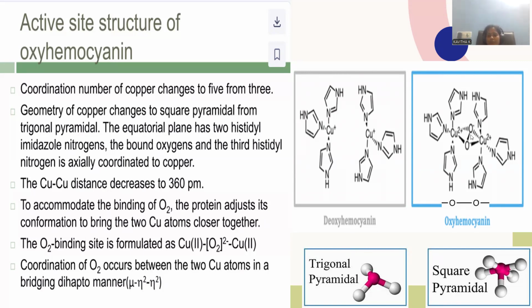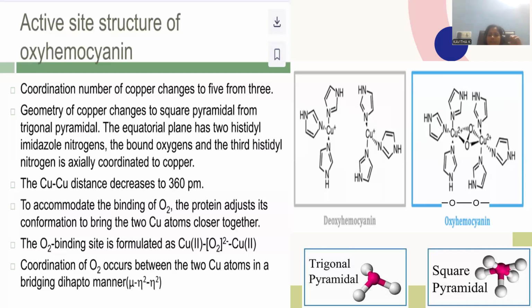Whenever an oxygen peroxy linkage is generated between 2 copper units, it gives a square pyramidal geometry. Each copper is accompanied by 5 bonds around it, so it is called a square pyramidal geometry. The coordination number of the copper changes from 3 to 5. Initially, 3 units are surrounding the copper, and after binding with oxygen, 5 bonds are originated from the 3 bonds.